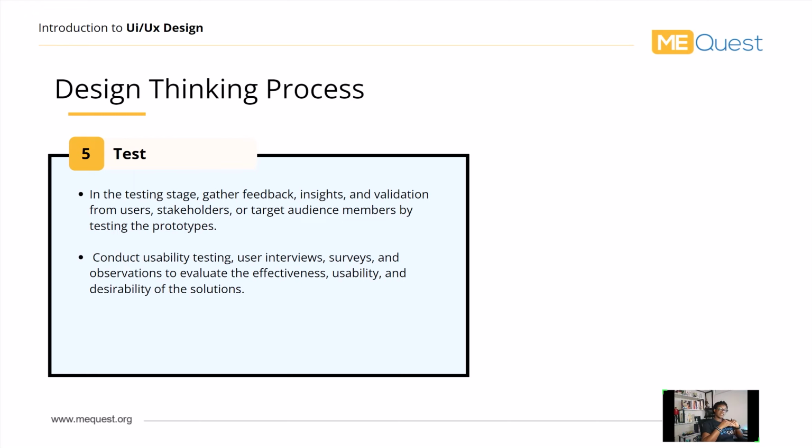Then we have the testing phase, right? In the testing stage, gather feedback, insight, and validation from users, stakeholders, or target audience members by testing the prototypes, right? If you design something, you want to know how it looks on a phone, you want to see if the buttons are visible enough, if they are too close to each other, if the profile picture, the way it's aligned, is okay. And the beauty about testing is that because of the kind of tools we have available, you can test on any kind of device. You just need to pick the device, and it's so accurate that whatever you see in your testing, it's the same way you see it in real life, depending on the devices, right?